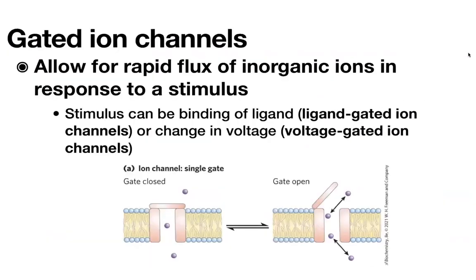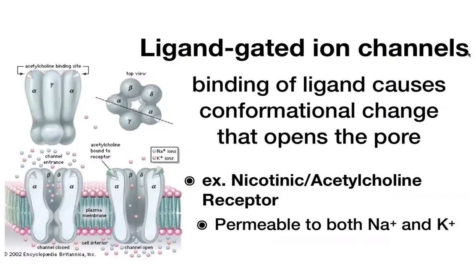An example of a single gate is a gated ion channel. These allow for rapid flux of inorganic ions in response to a stimulus. The stimulus can be something like the binding of a ligand, which we call a ligand-gated ion channel, or a change in voltage, so a voltage-gated ion channel. Some will respond to the ligand and some will respond to the charge. But both are ways in which you can open up the gate and allow these molecules to get through quickly.